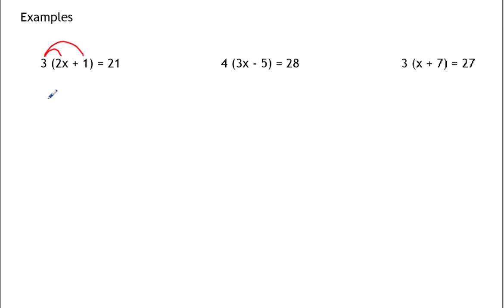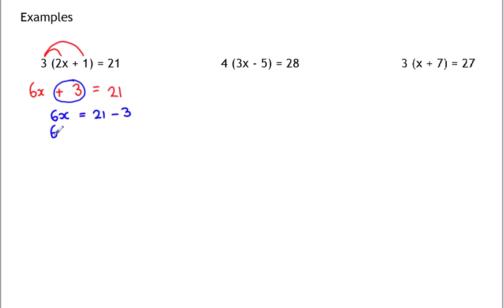So on the first one, I'm going to multiply everything by 3. That gives me 6x plus 3 equals 21. Now the brackets are gone, I can start solving. So the opposite of adding 3, now notice it's a 3 not a 1 because we multiplied it out. So if we had taken away 1 it would have been wrong. So the opposite of adding 3 is to take away 3. So 21 take away 3.